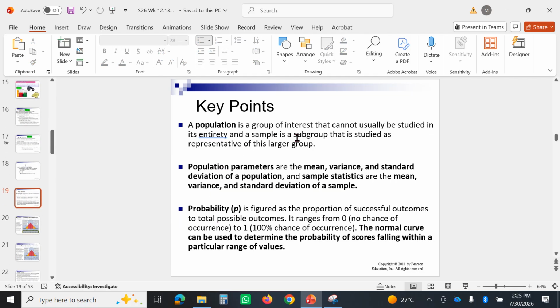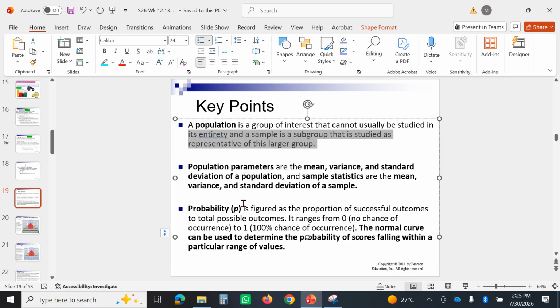So, key points: we've looked at a population, population parameters, and we've looked at all of these.